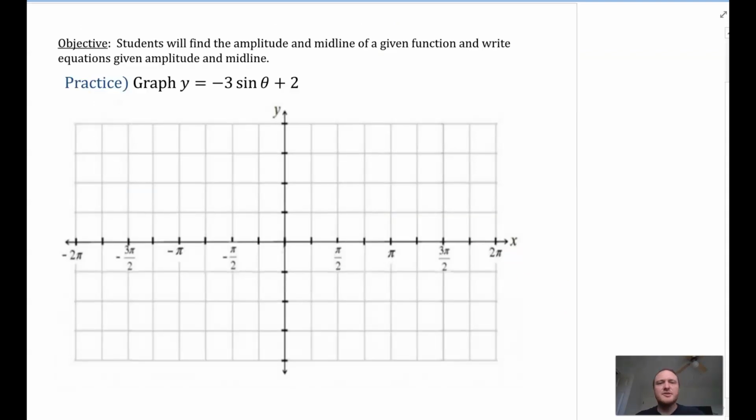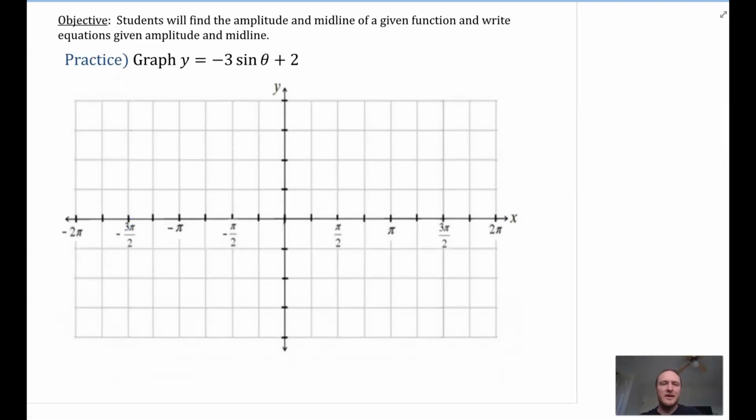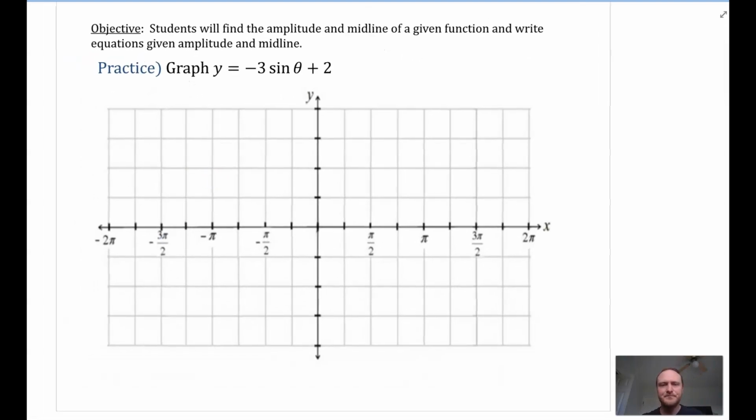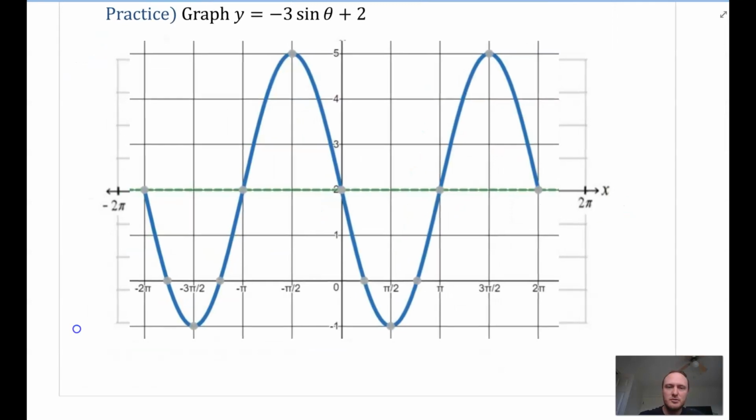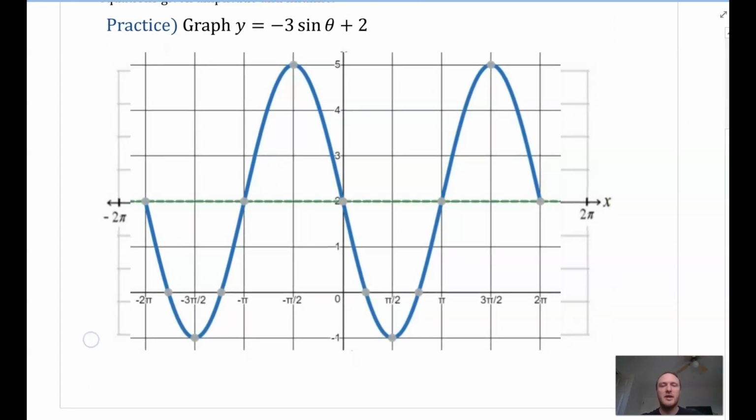All right, here's the last practice problem. Please pause the video, go ahead and try this example. All right, hopefully you have done this one. Here is the solution. Midline at 2 with an amplitude of 3, but you're going to be going downwards, right? Because it's negative.